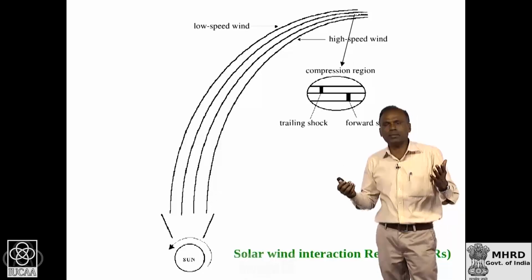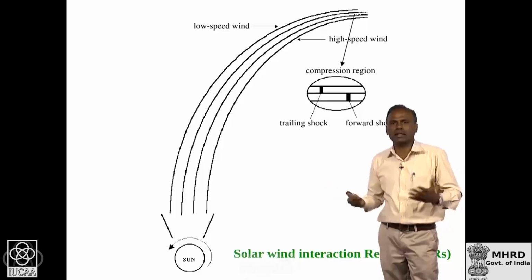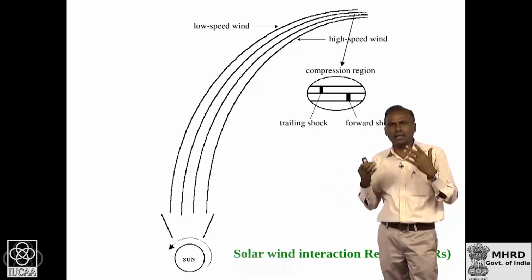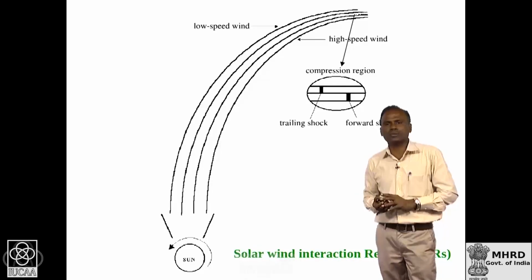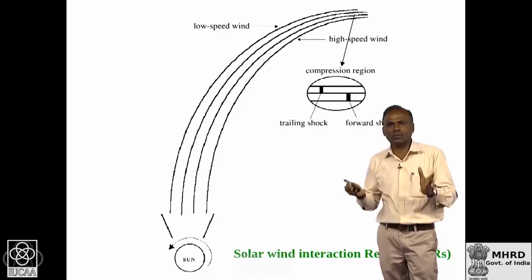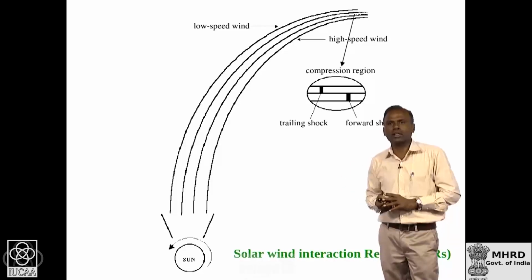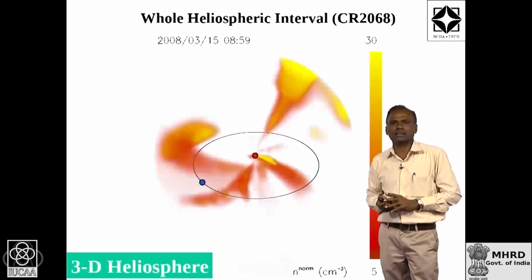So, the number of interaction regions seen in a solar cycle can be large. They are also important in terms of geomagnetic activities as well as space weather applications actually.